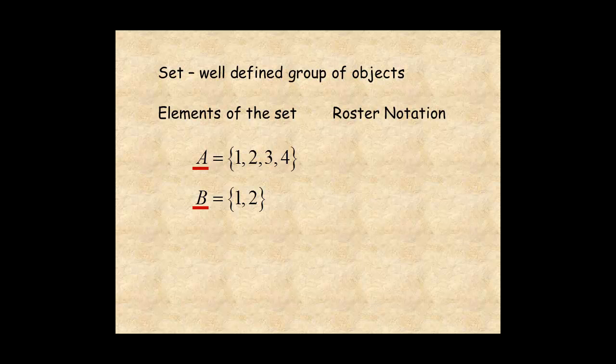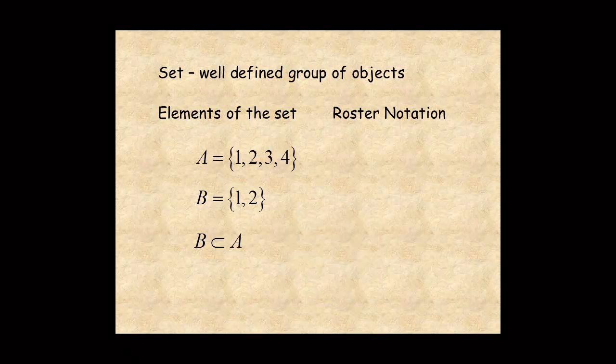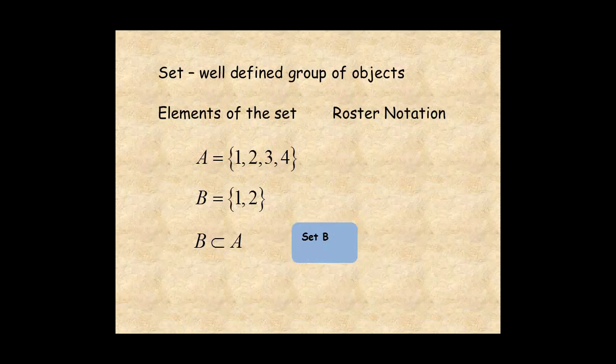Notice for these sets, all of the elements of set B are also in set A, the numbers 1 and 2. So we can say B is a subset of A with this expression. The relationship can also be represented by this Venn diagram. Notice set B is drawn completely within set A.